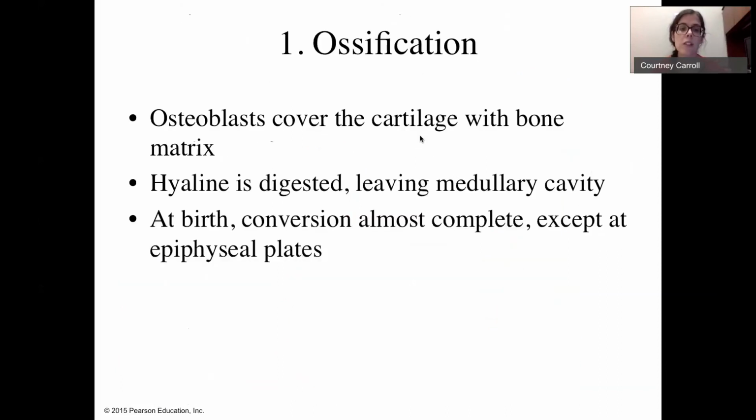And this occurs through a process, again, called ossification. We have specific cells called osteoblasts, with a B for builders, that are going to cover the cartilage with a bone matrix. That hyaline cartilage will be digested, and then again, we're replacing it with bone. And at birth, that conversion is almost complete.